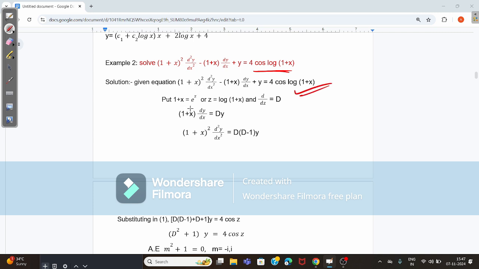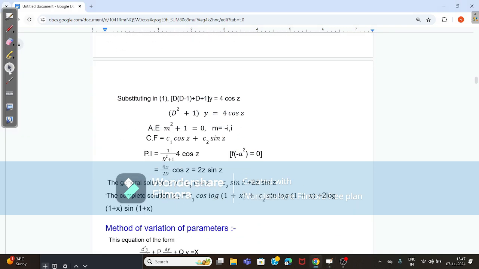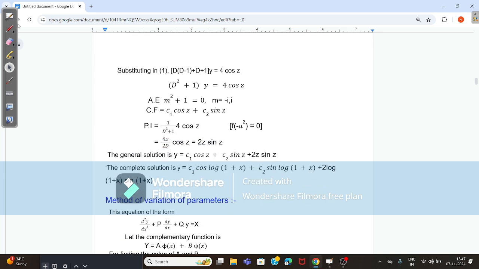Now put 1+x equal to e^z. So z becomes log(1+x), and d/dz is equal to D. (1+x) dy/dx is equal to D y, and (1+x)^2 d^2y/dx^2 gives the value D(D-1) y. Substitute these values in equation 1. What you will get is D(D-1) - D + 1 times y is equal to 4 cos z. So (D^2 + 1) y is equal to 4 cos z.